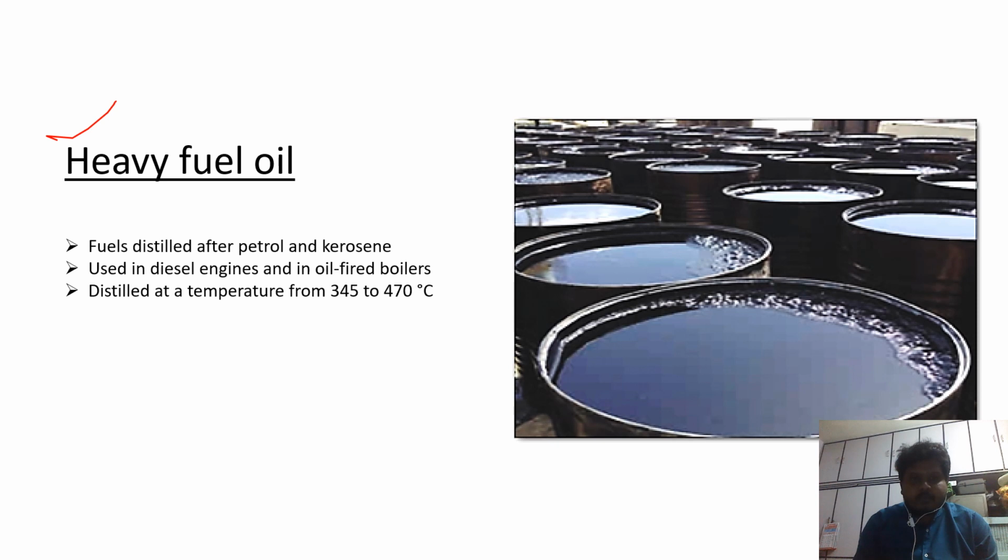The next type of liquid fuel is heavy fuel oil. These types of fuels are distilled after petrol and kerosene, and it is generally used in diesel engines and in oil-fired boilers. It is distilled at a temperature range of 345 to 470 degrees centigrade. So you can see here in this figure, this is the heavy fuel oil.